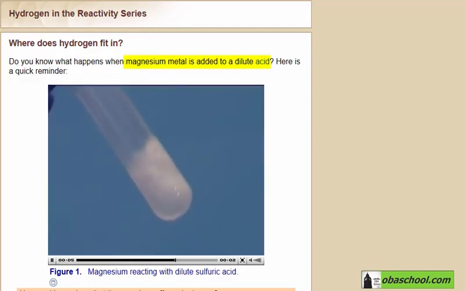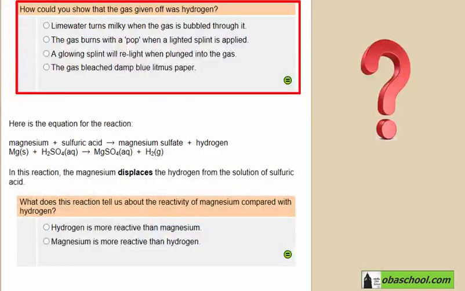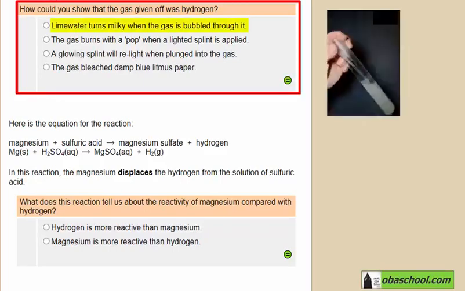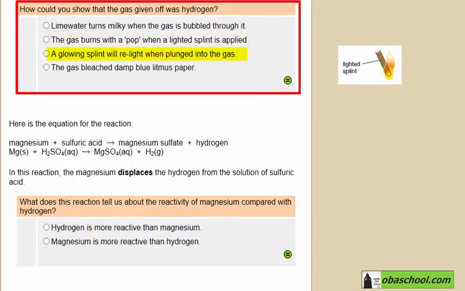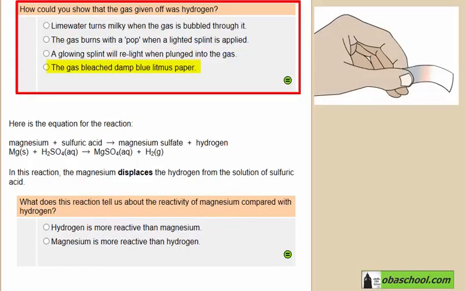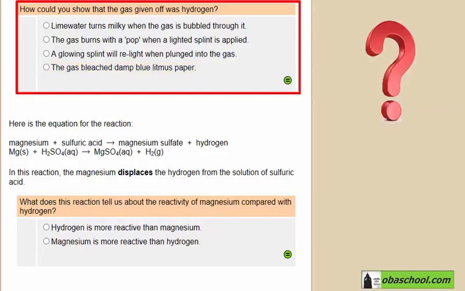Notice the bubbles produced and the change in color. How could you show that the gas given off was hydrogen? In other words, what's a test for hydrogen gas? Lime water turns milky when the gas is bubbled through it. The gas burns with a pop when a lighted splint is applied. A glowing splint will relight when plunged into the gas. The gas bleached damp blue litmus paper. Which of these is the test of hydrogen gas?